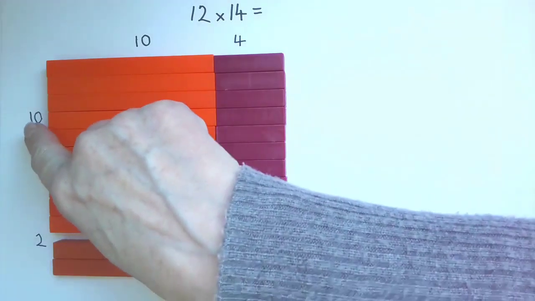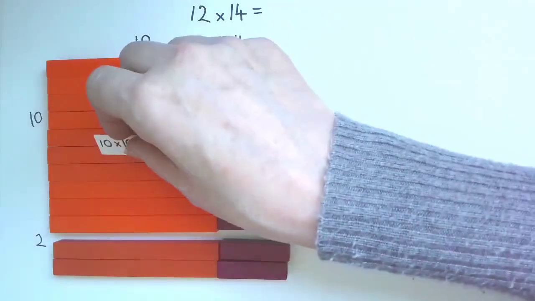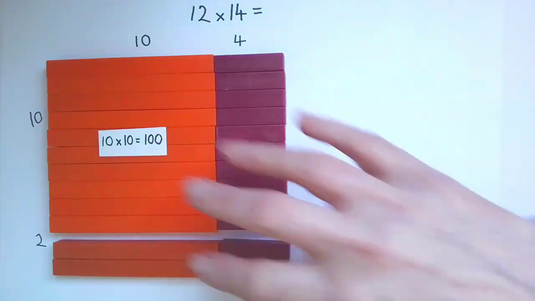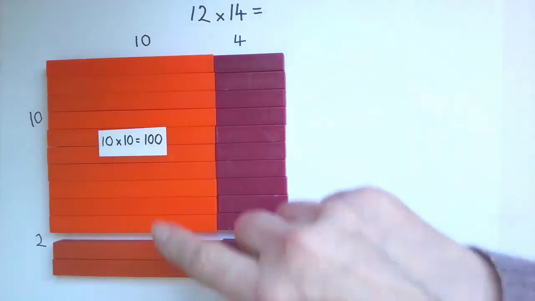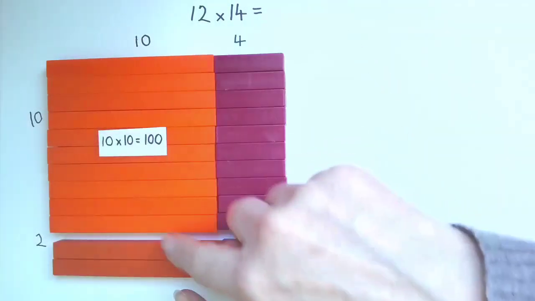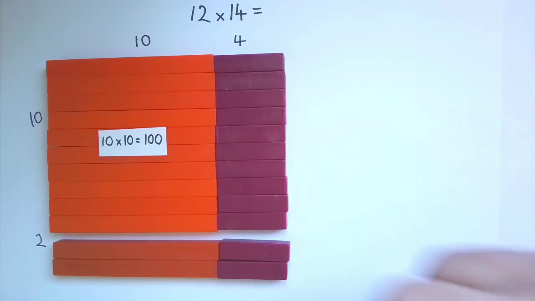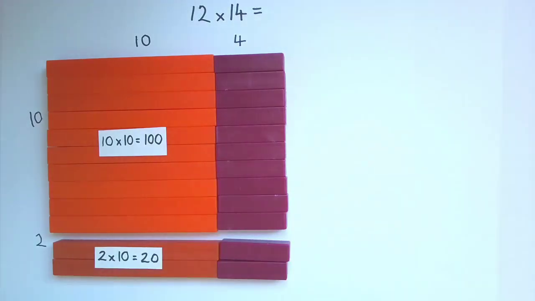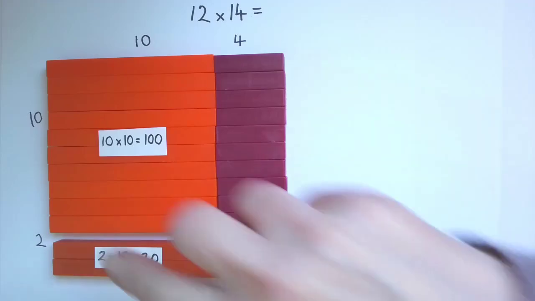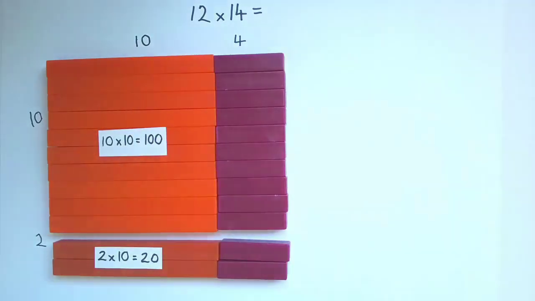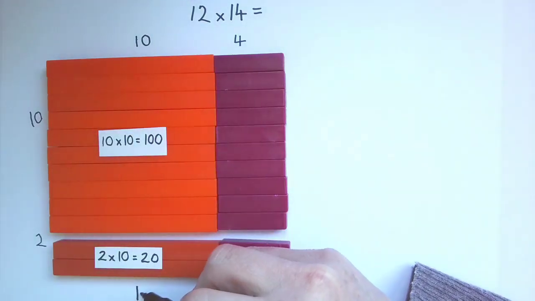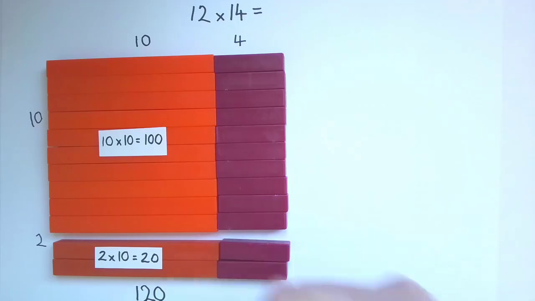So I'm going to start with looking at 10 lots of 10. 10 times 10 would be 100. So that's this chunk. And then I can do 2 lots of 10. So 2 lots of 10 is 20. So I can easily see that looking at my 10s all together, I've done 12 lots of 10, which is 120.